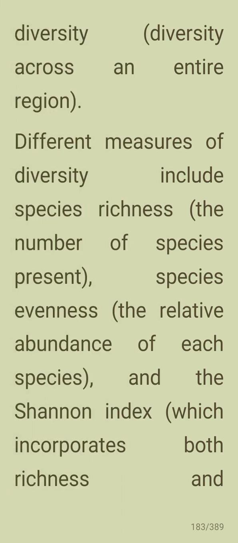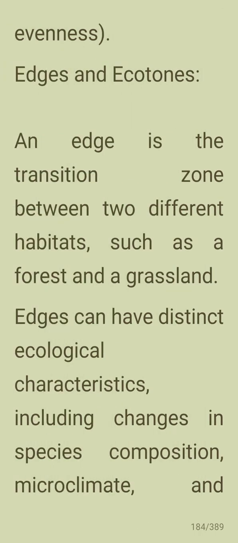Different measures of diversity include species richness, the number of species present, species evenness, the relative abundance of each species, and the Shannon index, which incorporates both richness and evenness.